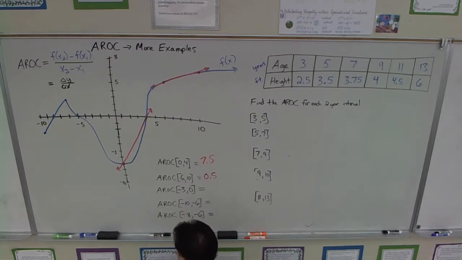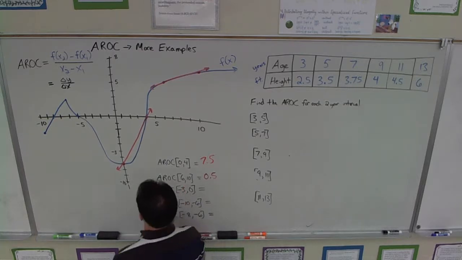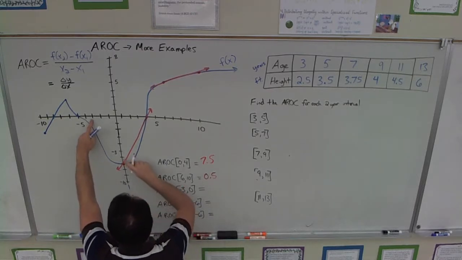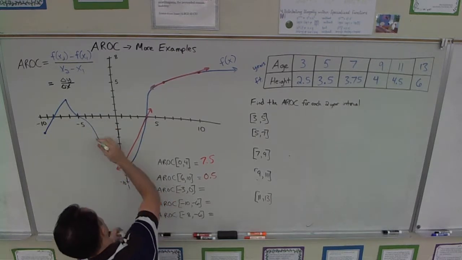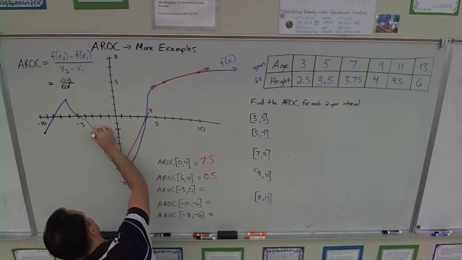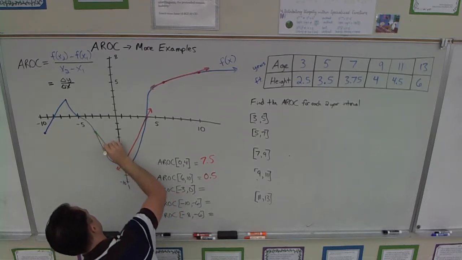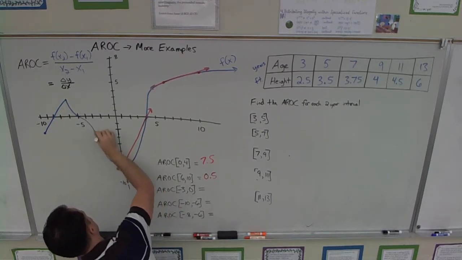Okay, negative 3 to 0. I'm not going to keep drawing on there because it's just going to get too busy. We're going to get lost, okay? So negative 3 to 0 is from here to here. So it's going to be, well, I'll do one more drawing. Oh, green. Negative 3 to 0. Now it's going to be this line, the slope of that line.